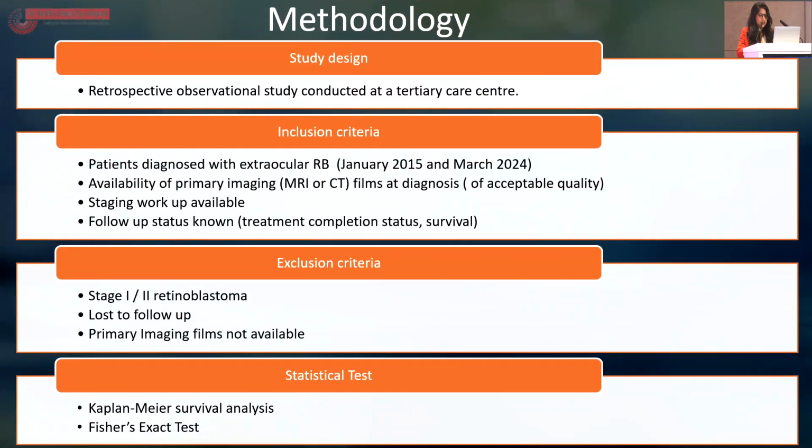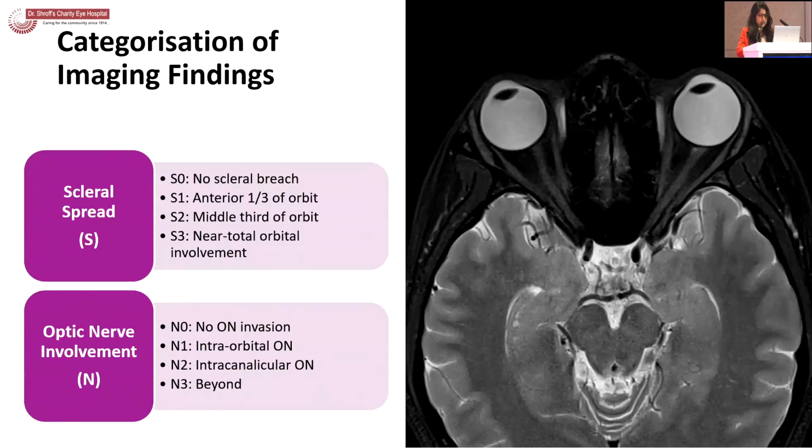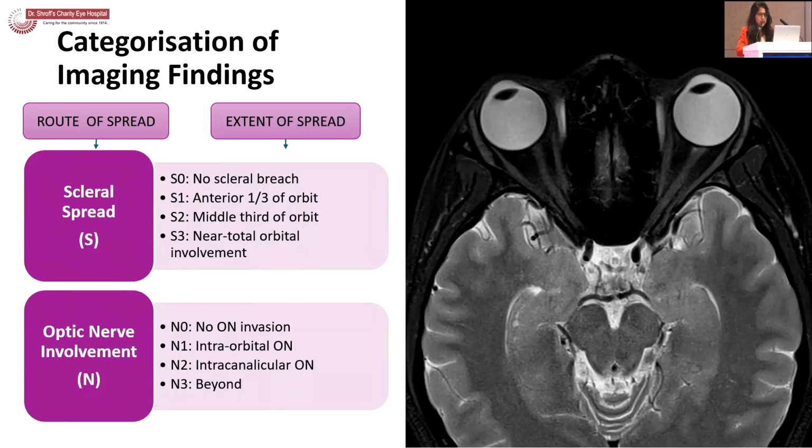In this retrospective observational study, we included patients who were diagnosed radiologically as extraocular RB, who had good primary imaging films available for reevaluation, available staging workup data, and a known follow-up status. Our expert neuroradiologist reviewed the scans of the children and categorized the tumors based on route of extraocular spread, that is whether it was scleral or optic nerve, and the anatomical extent of involvement was graded as follows.